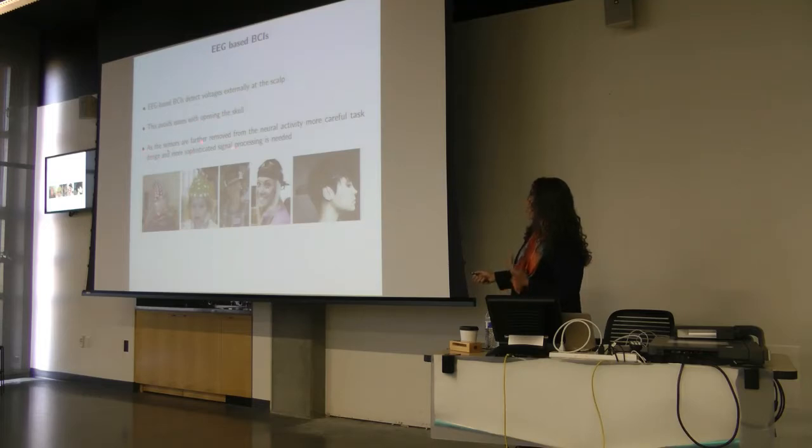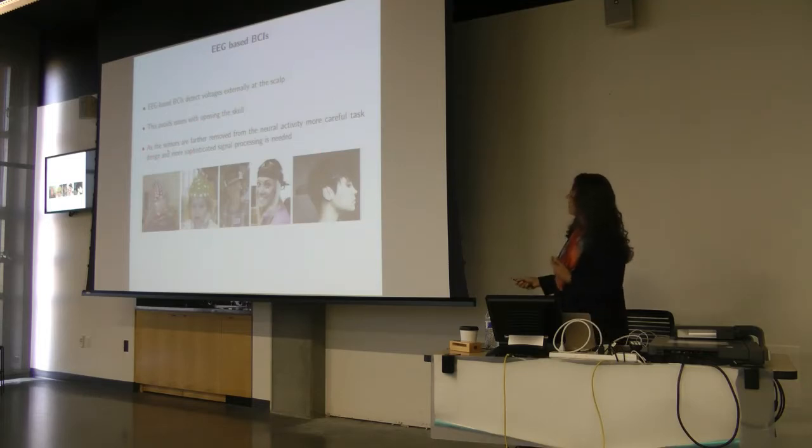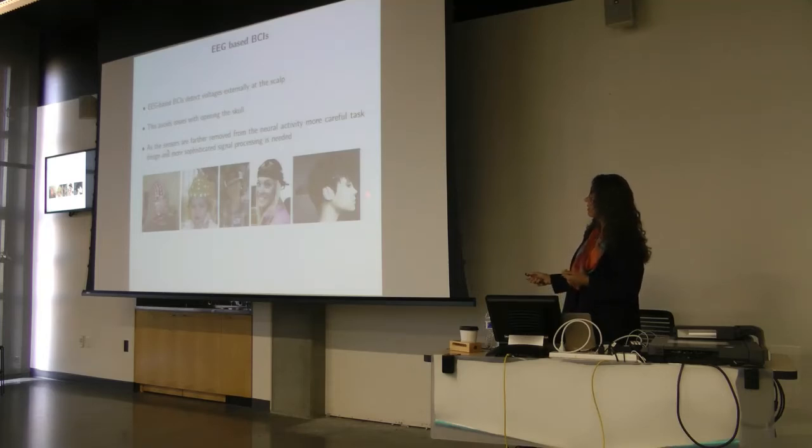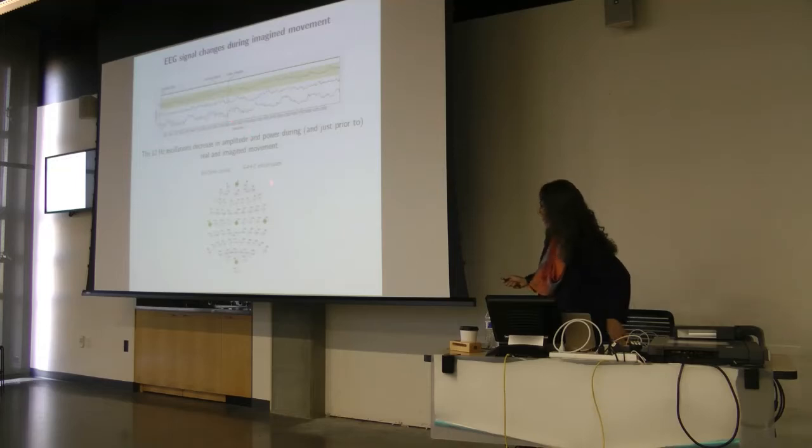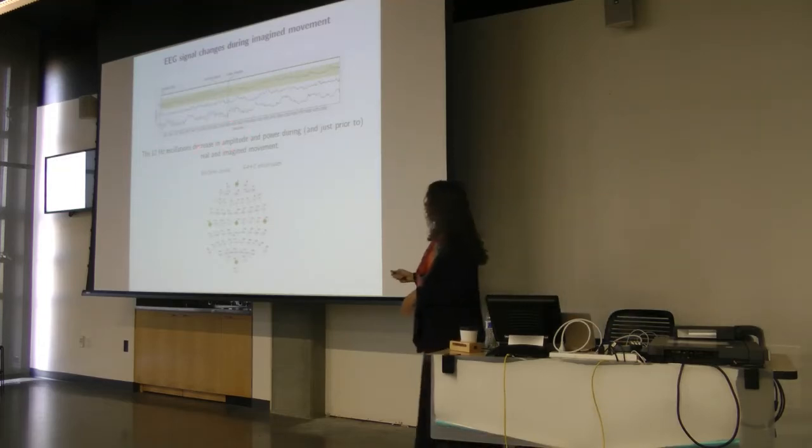But as the sensors are further removed from the neural activity, you need more careful task design and more sophisticated signal processing. So this makes it a much harder problem, makes it more interesting if you're into signal processing. And there's all kinds of different forms now that you can measure EEG in. This is the kind of signal you're looking to find with a motor imagery BCI.